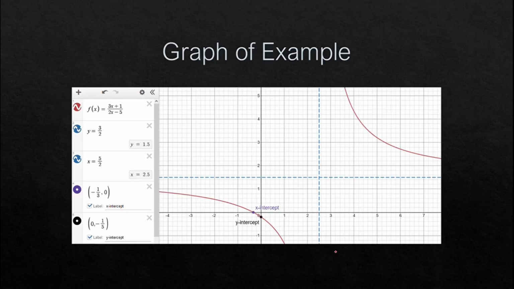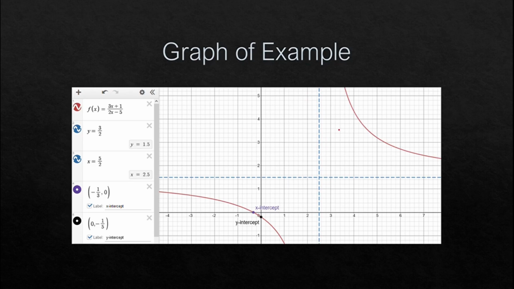Graph of the example. This is our graph. The red line is our function. This dashed line, y equals 3 over 2, is our horizontal asymptote. And x equals 5 over 2 is the vertical asymptote.